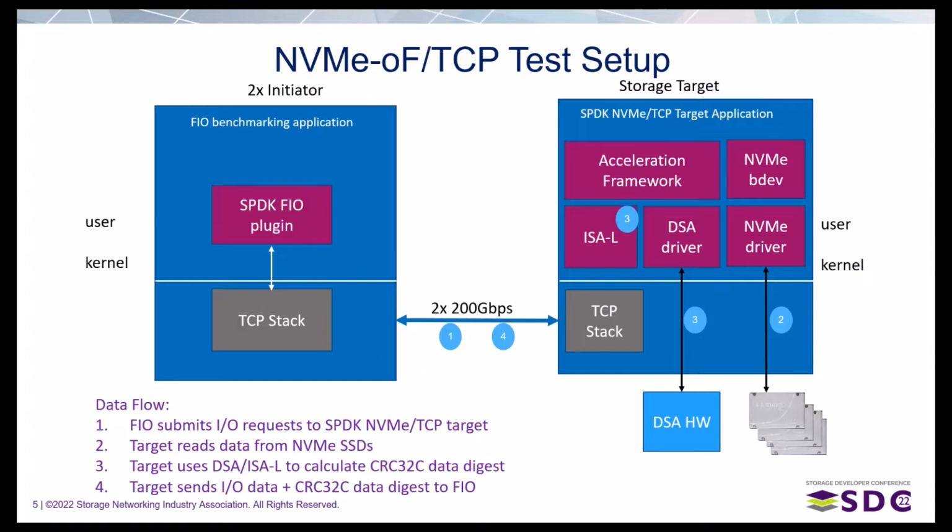With ISA-L, what ISA-L does is it provides a software optimized implementation of the CRC32C algorithm in a library that's actually very widely adopted in the storage industry because it can compute this CRC32C digest very efficiently on the CPU. So finally, once the target has computed the data digest, it takes the digest and the data and puts that in a PDU and sends that over to the initiator system. And that's pretty much the data flow.